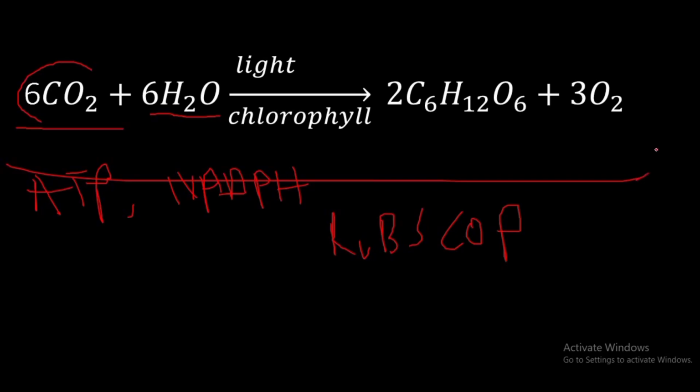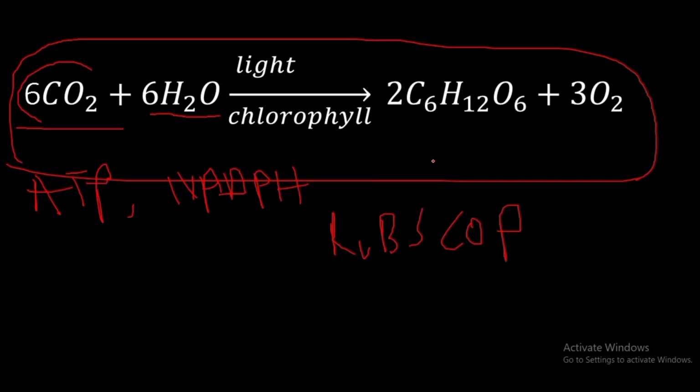In the next video, we shall be looking at how carbon dioxide is fixed and how the glucose that is produced during photosynthesis is converted to other products.